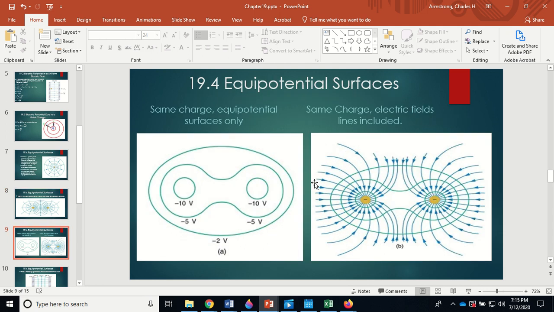Okay, now here's a case where these are the same charge. So they got minus 10 and minus 10. Well, the electric field lines aren't going to go from one to the other. Remember, the electric field lines start from the positive charge and end on the negative charge. So you got electric field lines that are all going to end on these guys. So what would happen is you get something like this.